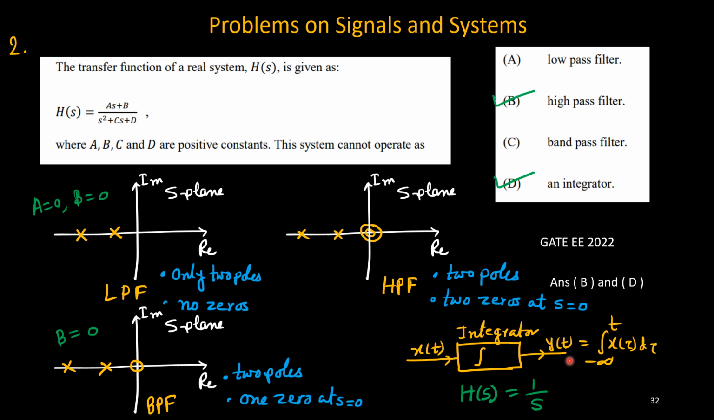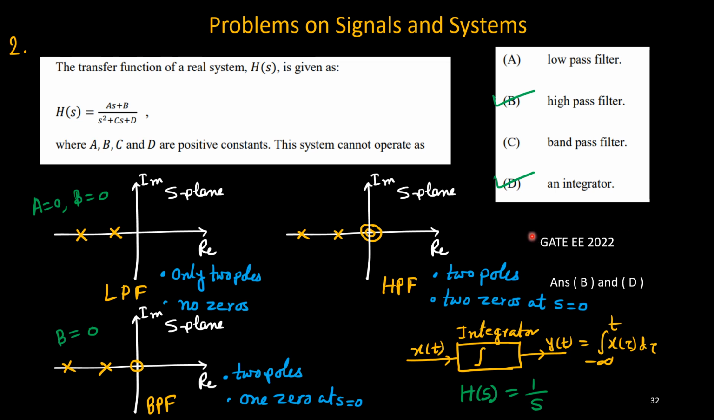So integrator we can design if I consider B equal to 0, C equal to 0, D equal to 0, and with A equal to 1. It can behave as integrator as well. So integrator can also be designed, but that is a choice. But high pass filter, of course, we can't design. No way we can design, because 2 zeros at the origin is not possible with this form. Okay. So officially these two answers are given.